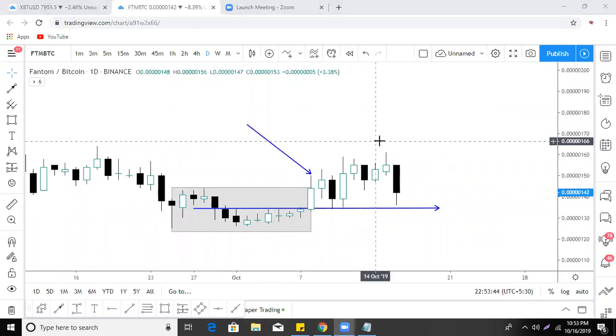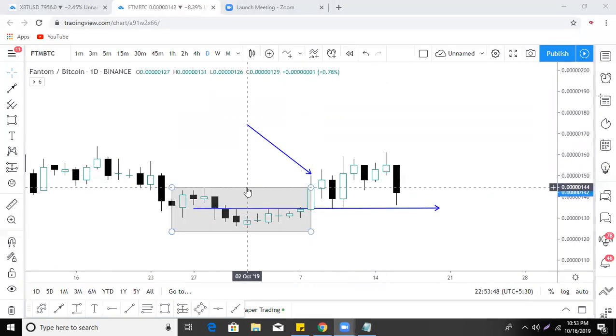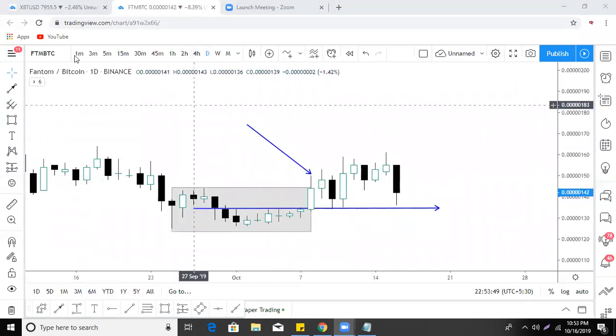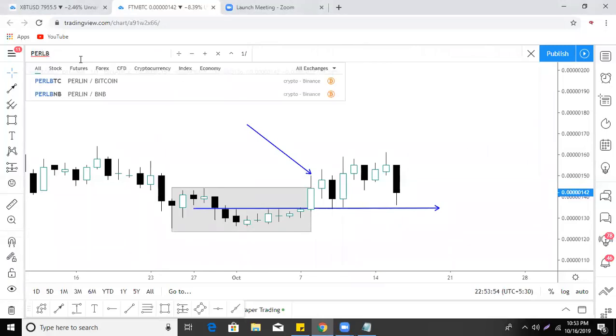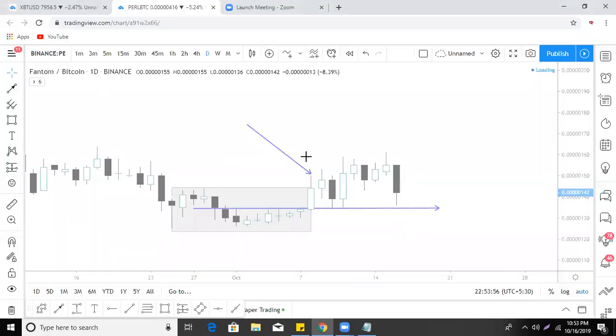Yes, yes, it is very good, right? Exactly. You just need to do that whenever a price is consolidating. Let me show you. Let me show you a recent chart that I used.